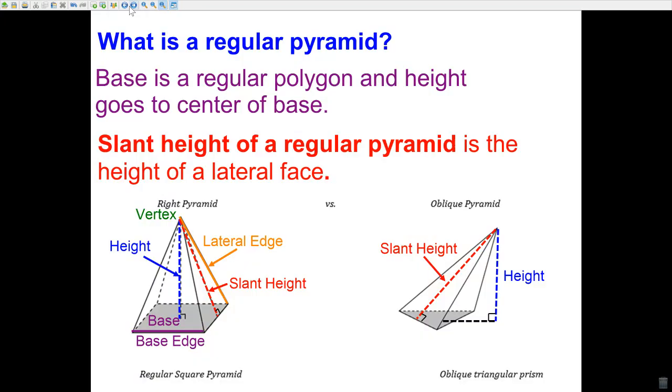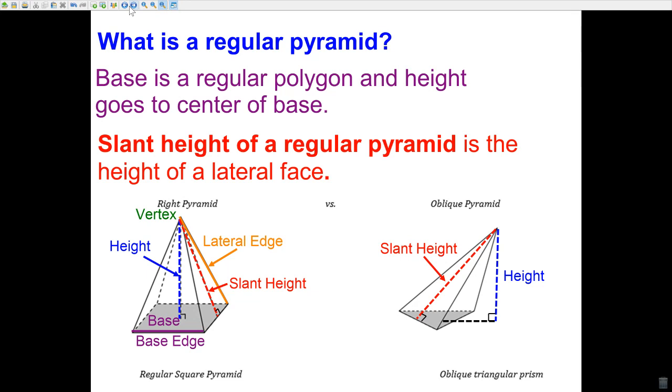What is a regular pyramid? And this is what we're going to be using for the most part in our problems here. The base is a regular polygon and the height goes to the center of the base. So that's kind of important. Good to write the definition of regular pyramid down.